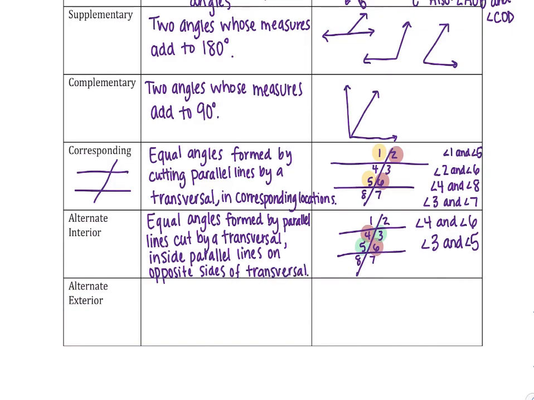And then the last ones that we want to look at are the alternate exterior angles. These are also equal. They're formed by the parallel lines cut by a transversal, but these are going to be on the outside of the parallel lines on opposite sides of the transversal. So our same picture. This time, angles 1 and 7 will be alternate exterior. And then also angles 2 and 8.